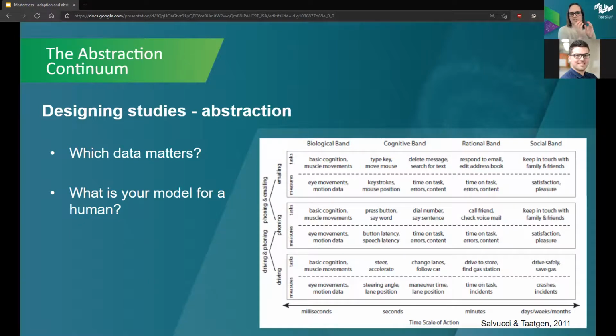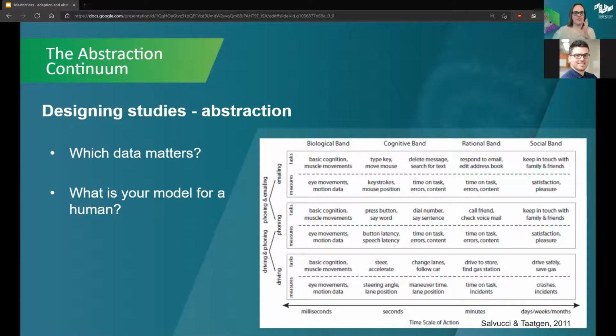But maybe instead we're not interested in word sounds. We're interested in which words people use, or how many questions they ask on a call. Maybe our level of analysis isn't the sounds within a word, but each word in a sentence or each utterance. In this case, we're talking about the cognitive band. We're talking about data that takes place over the course of seconds rather than milliseconds. At this level, we see people as cognitive decision makers, and we attribute some level of intention to their actions, that people choose which words they use or how many questions they're going to ask.